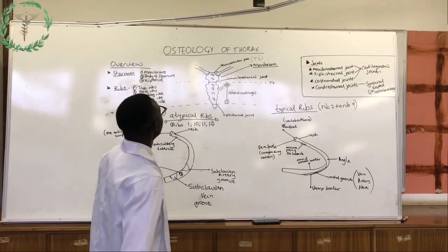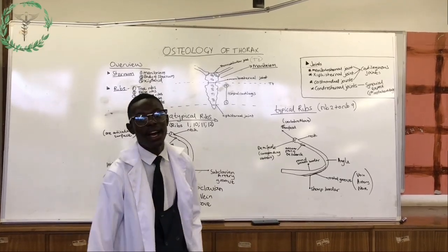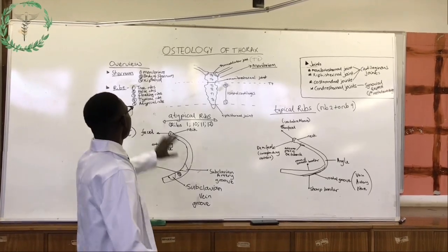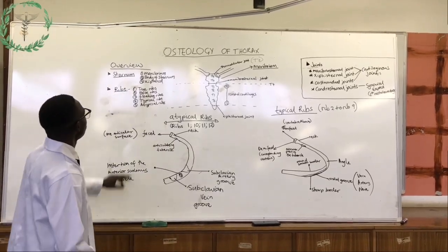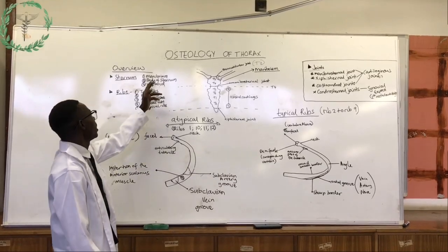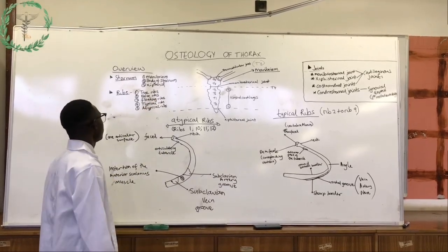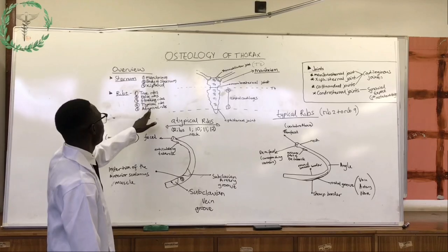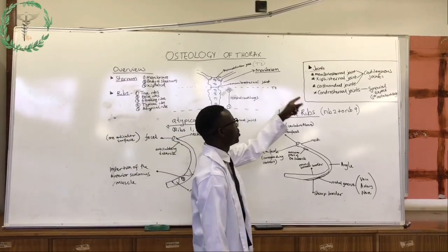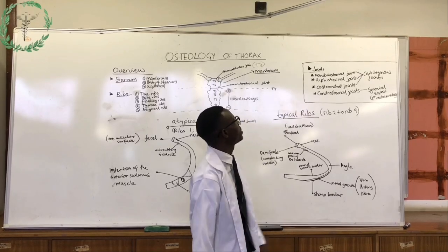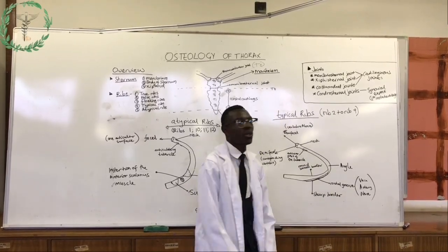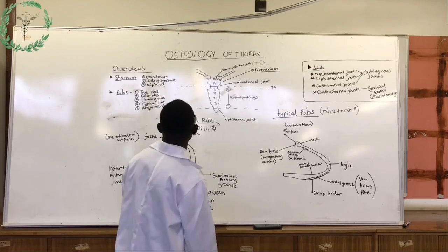So today we're going to talk about the thorax, mainly focusing on the osteology of the thorax. This is our overview. We're going to talk about the sternum, which is divided into three parts: the manubrium, the body of the sternum, and the xiphoid process. We're going to talk about the ribs: true ribs, false ribs, floating ribs, typical ribs, and atypical ribs. We're also going to talk about the joints: the manubriosternal joint, the xiphoidsternal joint, the costochondral joint, and the chondrosternal joints. Right, so let us get into it.